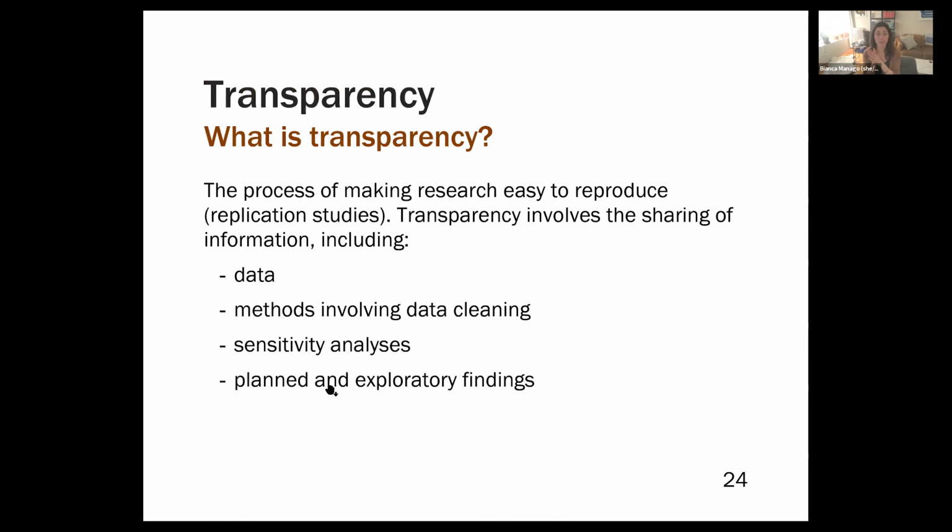Okay, transparency is another best practice in data cleaning. And transparency is just the process of making research easy to reproduce. And it involves the sharing of information such as your data, your methods involving data cleaning, sensitivity analyses, planned and exploratory findings. So transparency is really the process of just spelling everything out and not having some sort of black box where the research goes to and then comes out in this pretty final form, but just making explicit all of these processes. And by making them explicit for yourself and your research assistants, you can make it explicit for other researchers who are interested in building on your work in the future.